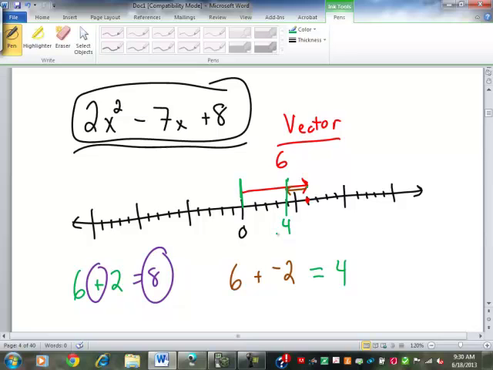I thought that was the negative side of the 0. Nope, the negative side's over here. This is the positive side. The negative 2 started here going to the negative side, but remember, we move it around on the number line. And when we moved that negative 2 over here to combine with the 6, it's starting at 6 now and going back 2.